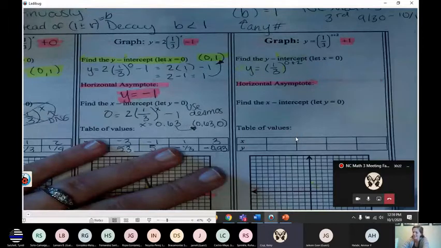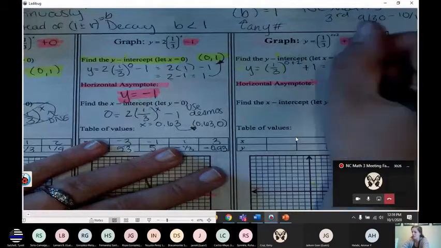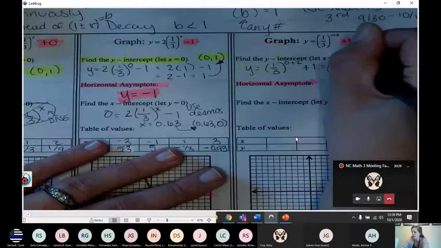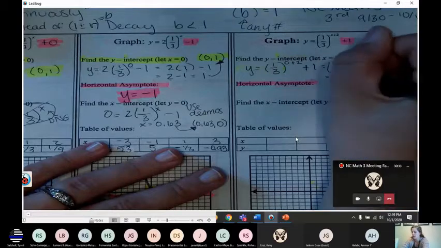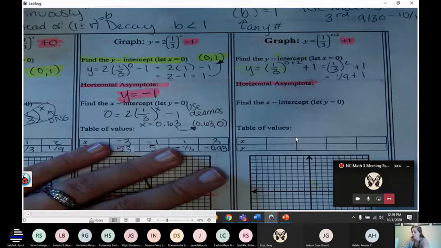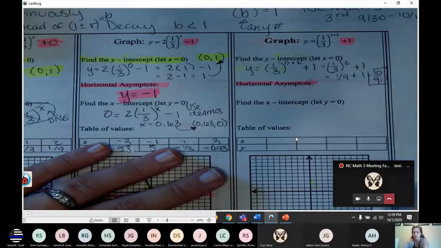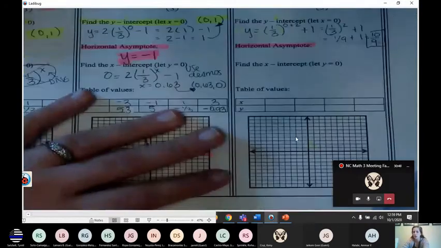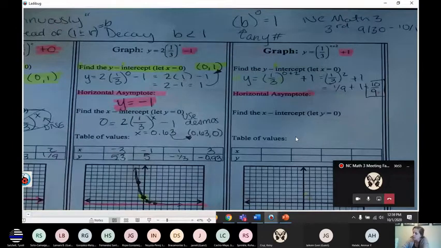Plus 1. Thank you. Okay, now this is going to end up being 1/3 squared plus 1. 1/3 squared is the same thing as 1/9. I'm adding 1 to that, which is going to give me 10/9 in the end. Okay, and 10/9 is just a little over 1. So that is our y-intercept. Thank you, Katie, for helping me out with that.